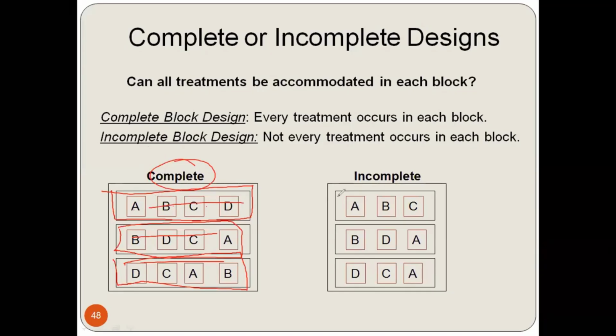Here, look at one block. How many treatments are there? Only 3: A, B, C. Here D is missing, here C is missing, here B is missing, as an example. So this is called incompleteness. Out of 4 treatments, only 3 appear in each block, so this is called an incomplete block design. Complete means all the treatments appear in a single block.